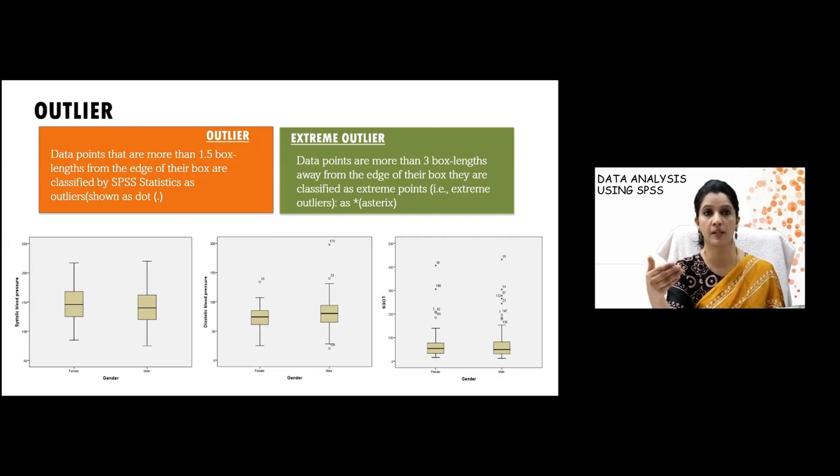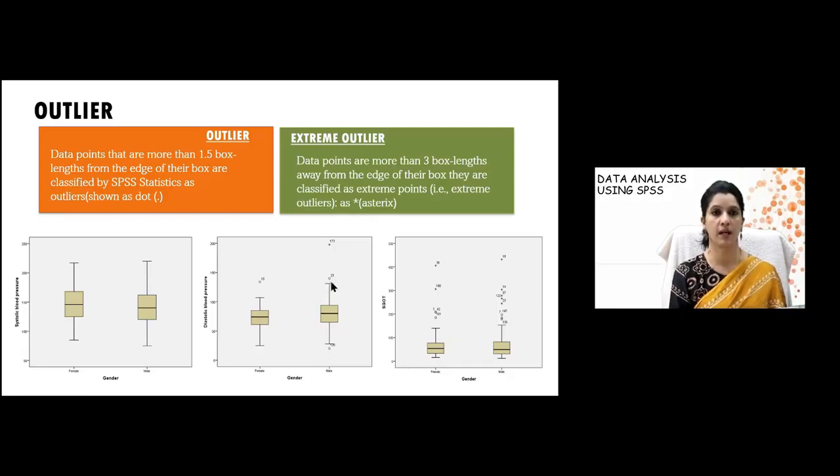The simple outlier is when the data point is more than 1.5 box length from the edge of the box, and is classified by SPSS Statistics as an outlier, which is shown as a dot. So if you see this, in the first one, there is no outlier because there is no data point showing you a dot. In the second one, you can see that case number 16, case number 23 or case number 126, these are outliers because they are represented by a dot.